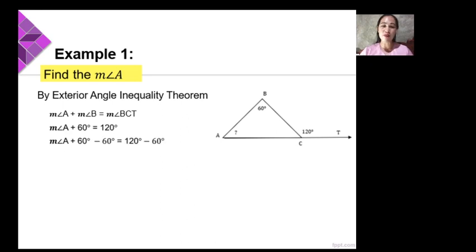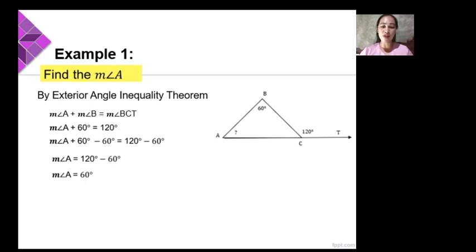By addition property of equality, we have now the measurement of angle A is equal to 120 degrees minus 60 degrees. So we subtract them, then we have the measurement of angle A, which is 60 degrees.